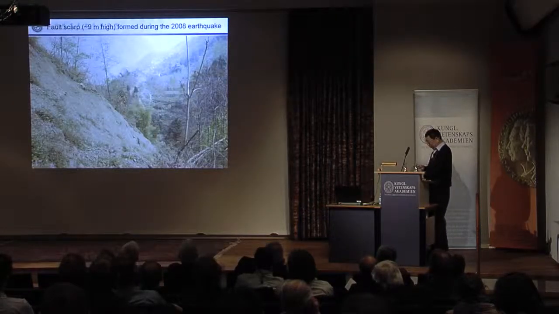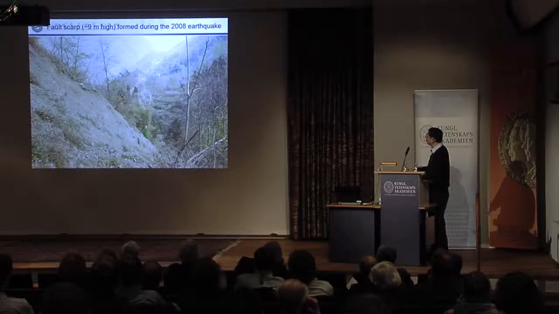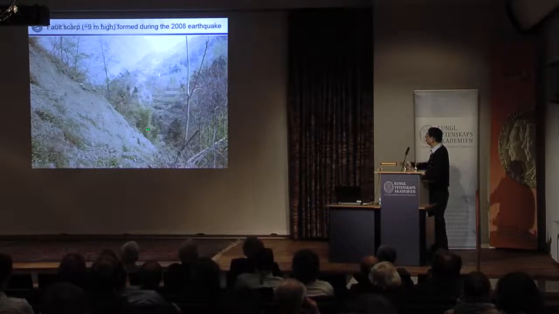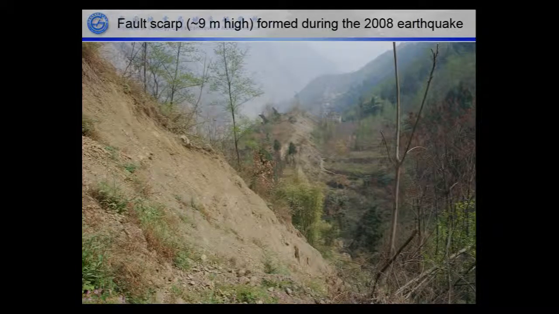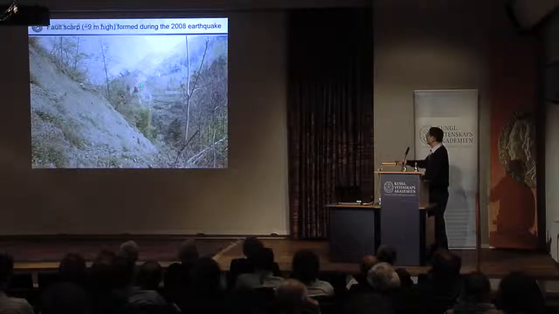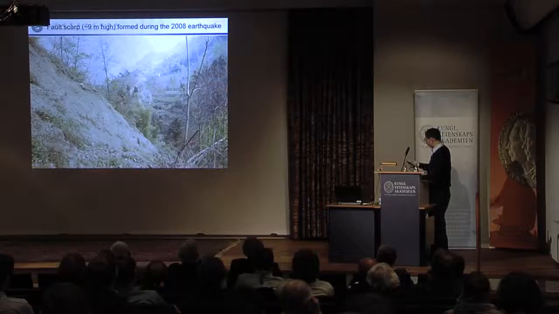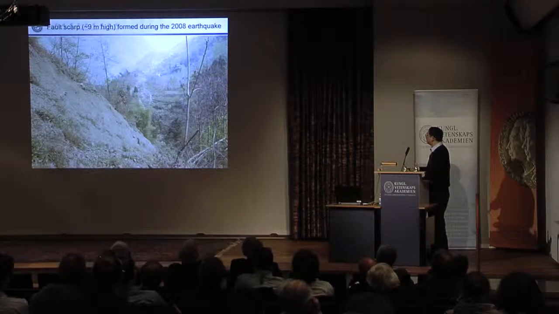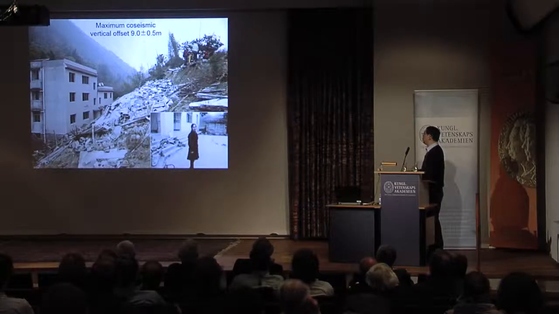Another prominent feature is the vertical displacement. This photo shows an 8 to 9 meter high scarp formed during the earthquake. You can see the fresh surface, and it was all produced by the 2008 earthquake. And this one is the maximum co-seismic vertical offset, which we measured to be 9 meters.